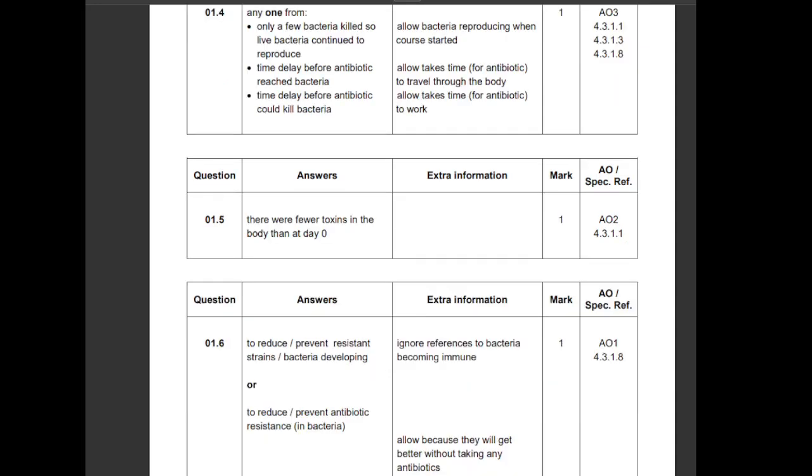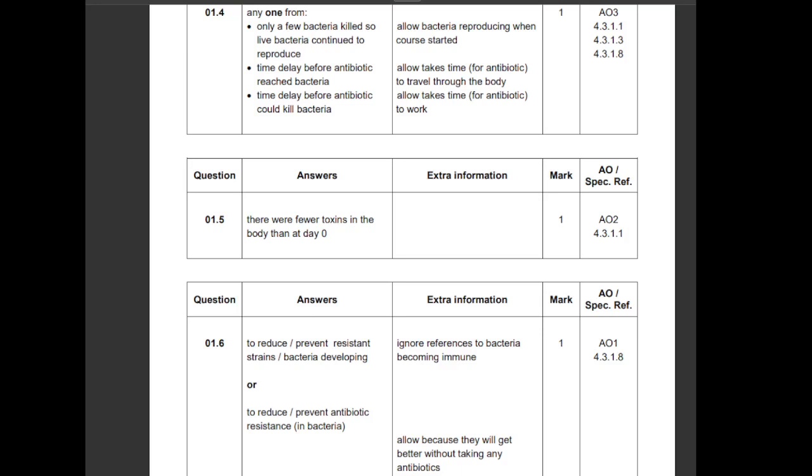Question 1.4, the reason for the graph continuing to increase. Only a few bacteria are killed, so live bacteria continue to reproduce, or there's a time delay between antibiotic reaching the bacteria, or time delay between antibiotic could kill the bacteria. So any one of those would be enough. And the answer for 1.5 was there are fewer toxins in the body than at day 0.